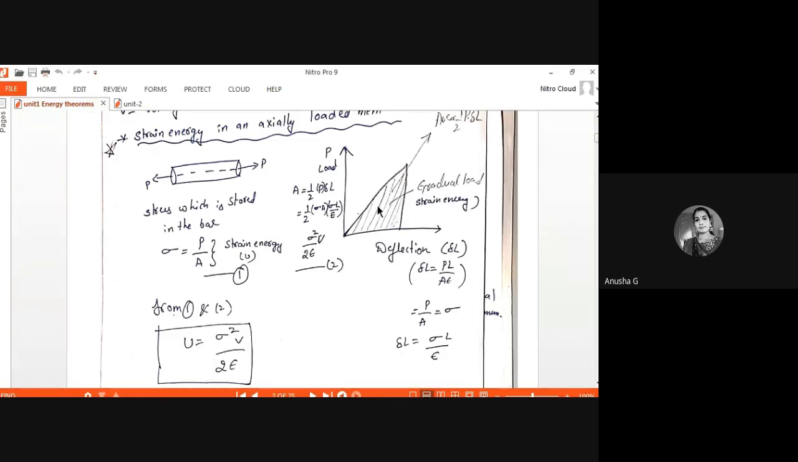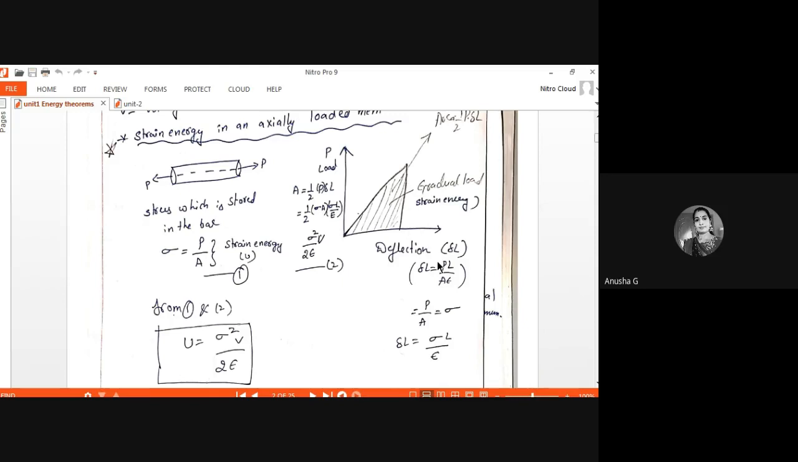Strain is nothing but the change in length by original length. Again, the deflection is the change in length. Deflection delta L, you can write as PL by AE according to the modulus of elasticity equation. In the last class I told you modulus of elasticity E equals stress by strain. We divide, then we get E equals PL by A into delta L. This delta L goes to the left side, then delta L equals PL by AE. This is our equation for deflection delta L.